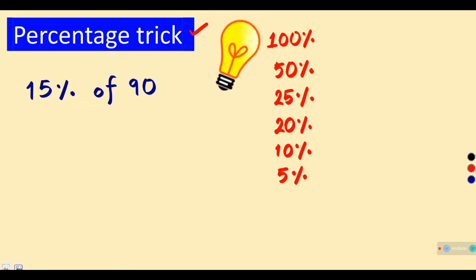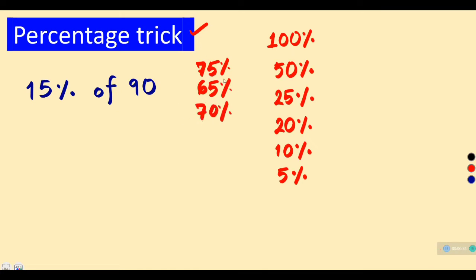In this video, we will see a percentage trick, which is basically a trick in which we can find percentages like 75%, 65%, or 70%. So how can you calculate percentages of any number like this kind of percentages?